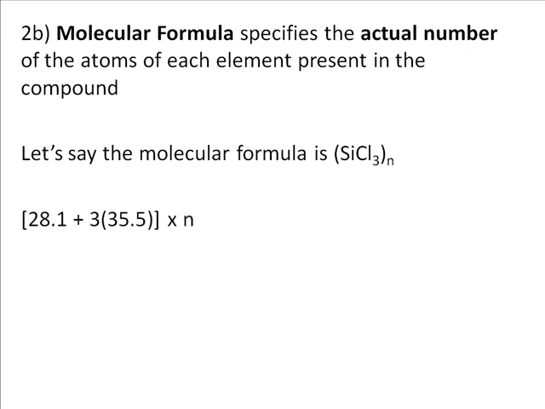Now how do we find the molar mass of this compound with molecular formula (SiCl3)n? To do so, we will first start off with summing up the molar mass of the atoms within the brackets. There is 1 silicon and 3 chlorine, so that is 28.1 plus 3 times 35.5. And this whole sum is multiplied by n. This will give us 134.6n, which is equal to the 269 grams per mole given in the question.